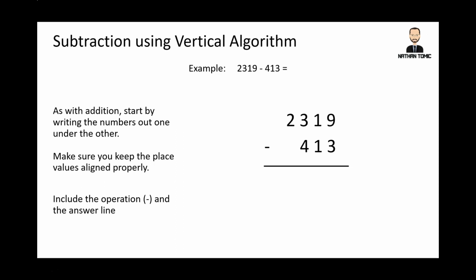Same idea, but instead of adding, of course, we're going to subtract. So we're going to subtract 3 from 9. So the second number from the top number. So 9 take away 3 is going to give us a value of 6.